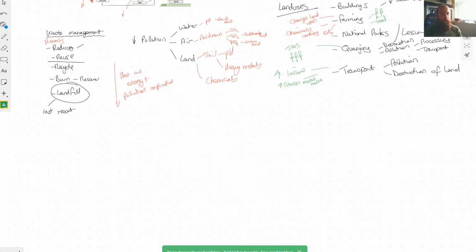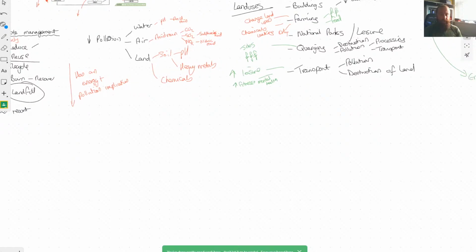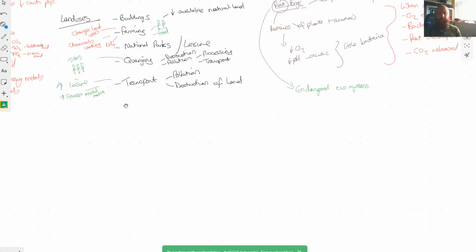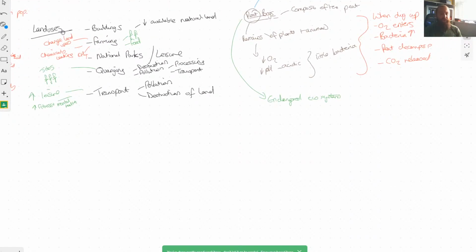We've then gone through and spoken about waste management and why waste management is important. And we started looking at pollution and how pollution can actually affect the landscape as well. And again, the effect on different ecosystems. And we finally came back and had a look at land uses. And we've spoken about some of the ways that we can use land, the positives and the negatives.